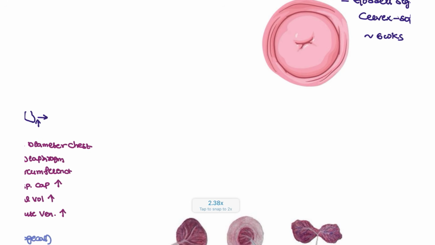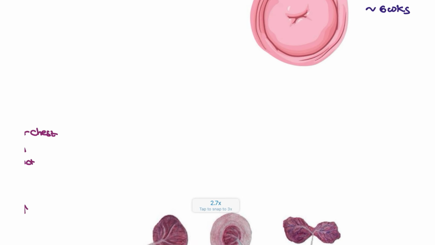Next, moving on to the placenta. So these are some of the points that we have to see about the placenta.